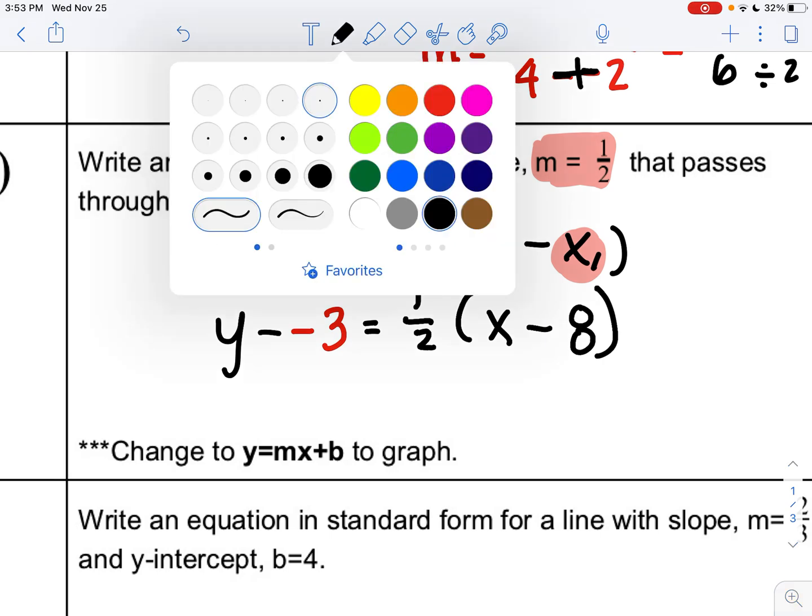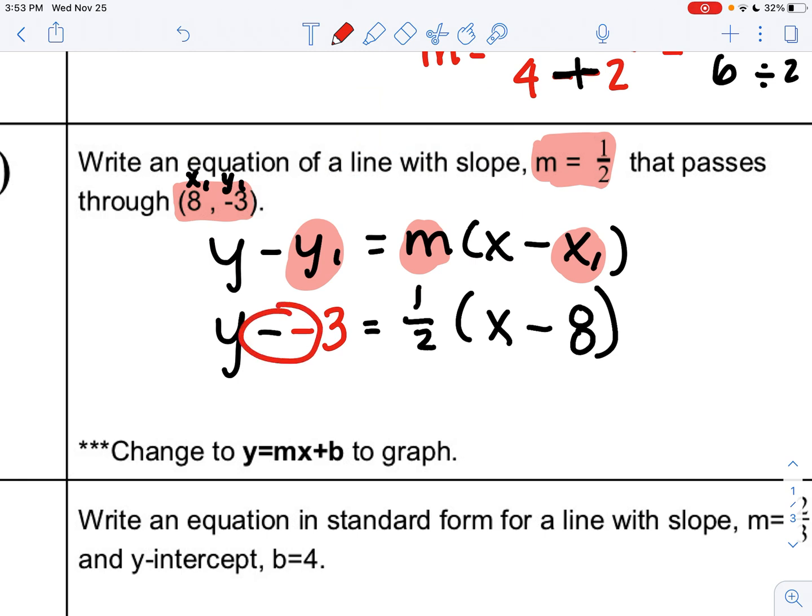And the only other thing we're going to do is, remember when we have minus and negative, it's the opposite of a negative, which is a positive. So we're going to make that plus.